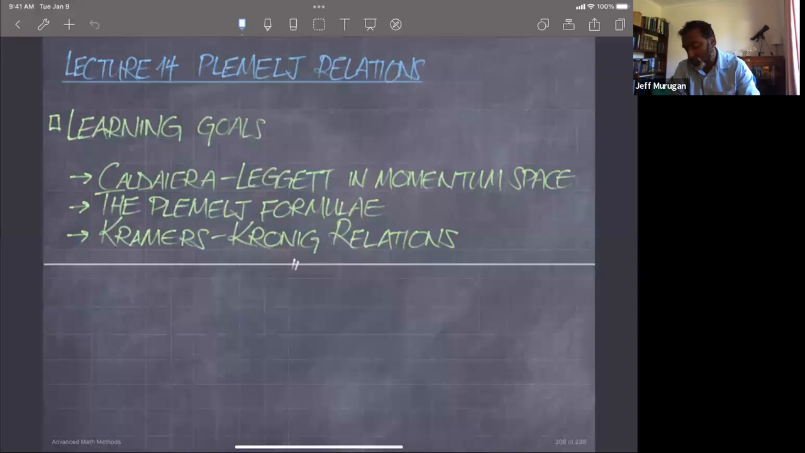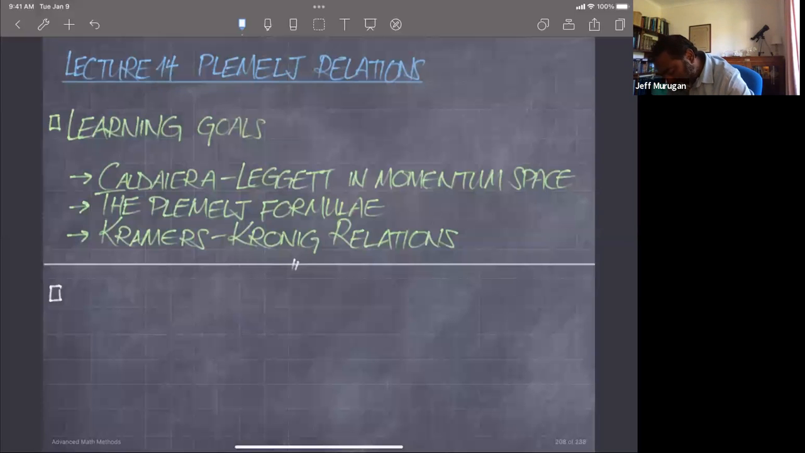So I said what I want to do is go to momentum space with the Caldera-Leggett model. So let's see what I mean by this. To go to momentum space, I want to make a couple of Fourier transforms. So let's do Fourier transforms on the variables that are the dynamical variables in the Caldera-Leggett model, which is the Q of t that describe the oscillator that we're interested in, and the little q of t, qi of t, which describes the oscillators that constitute the bath for the system.